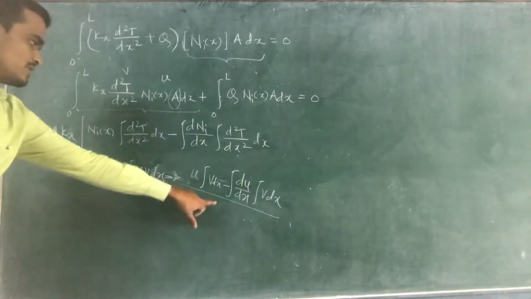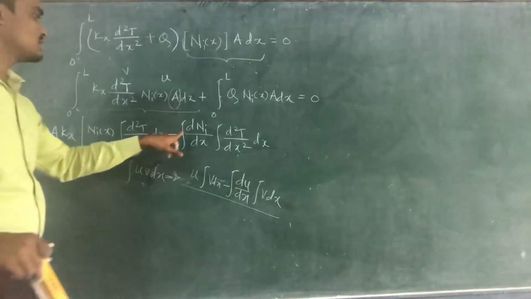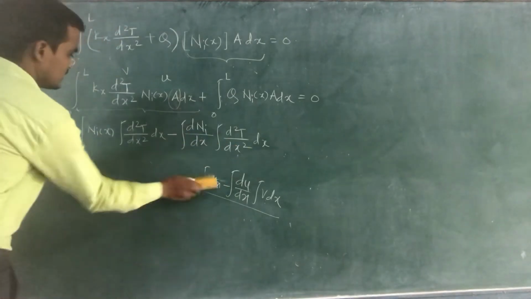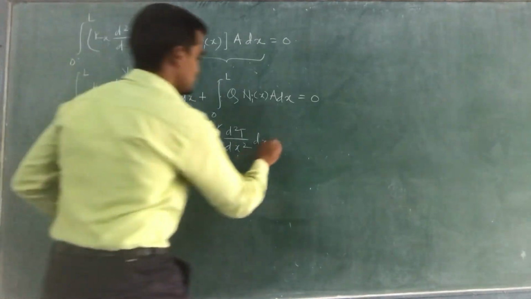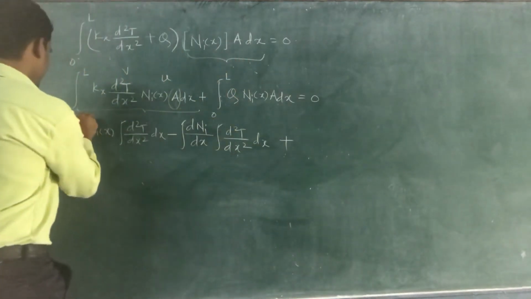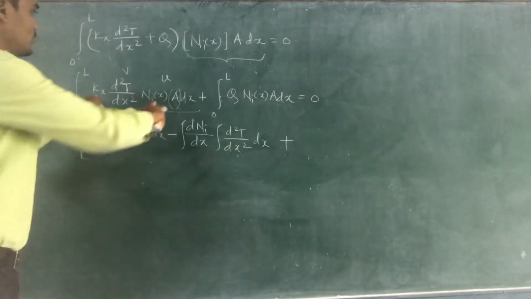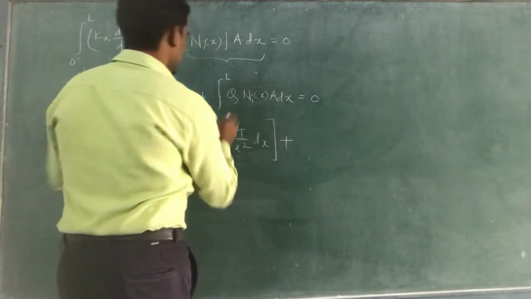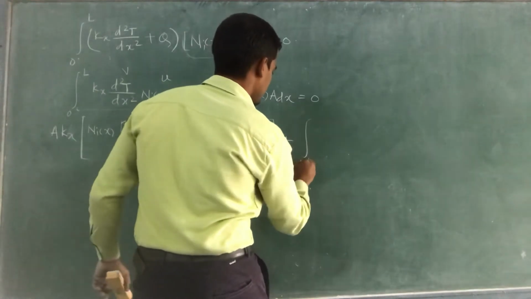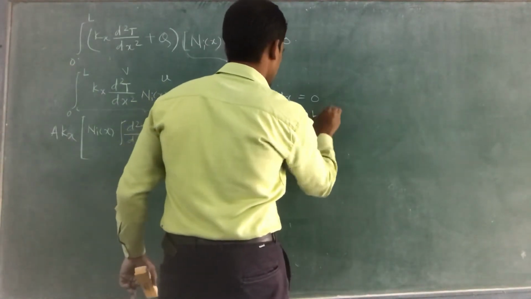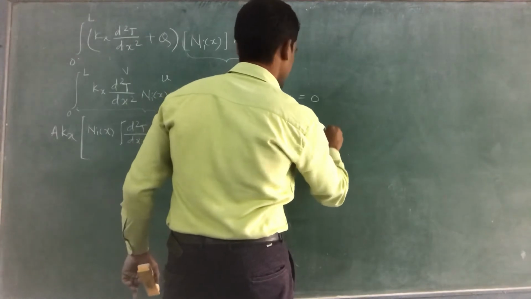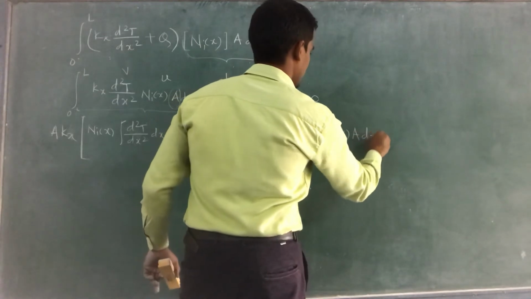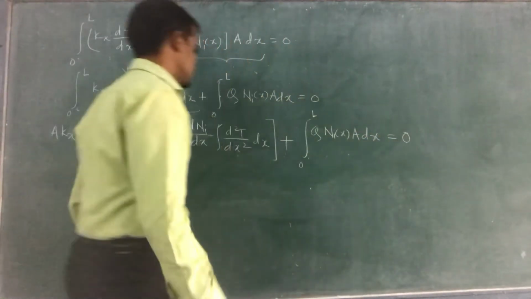By using this by-parts rule, integration of uv dx is u times integration of v dx minus integration of du by dx times integration of v dx. Okay, and the remaining part: a into kx is taken common, plus this remaining term, integration of 0 to L of Q times Ni of x into area dx is equal to 0.